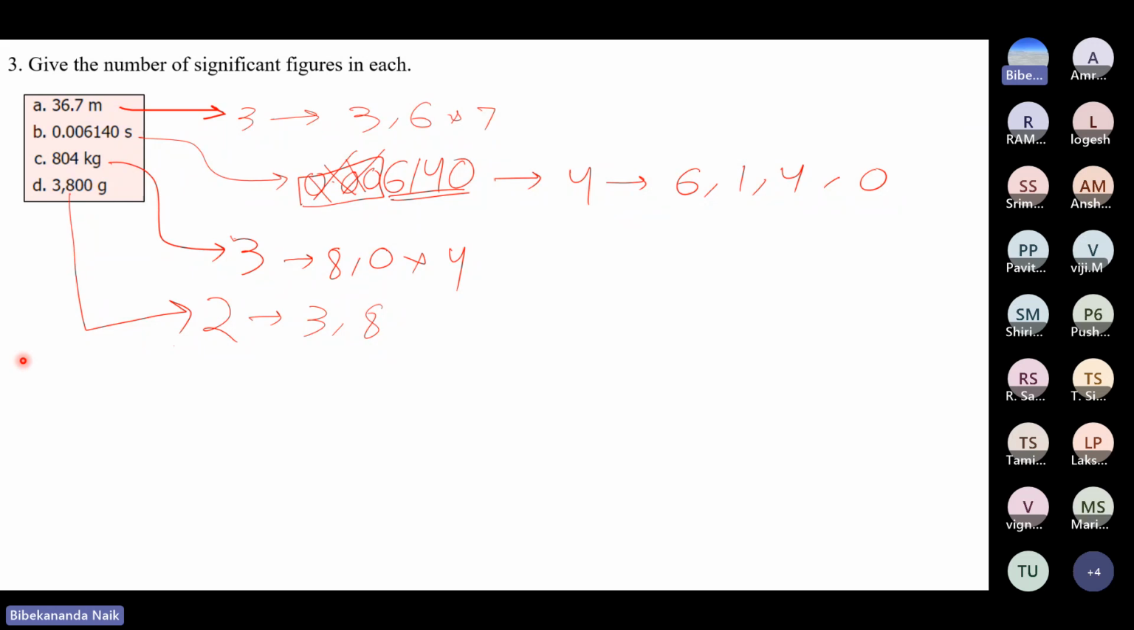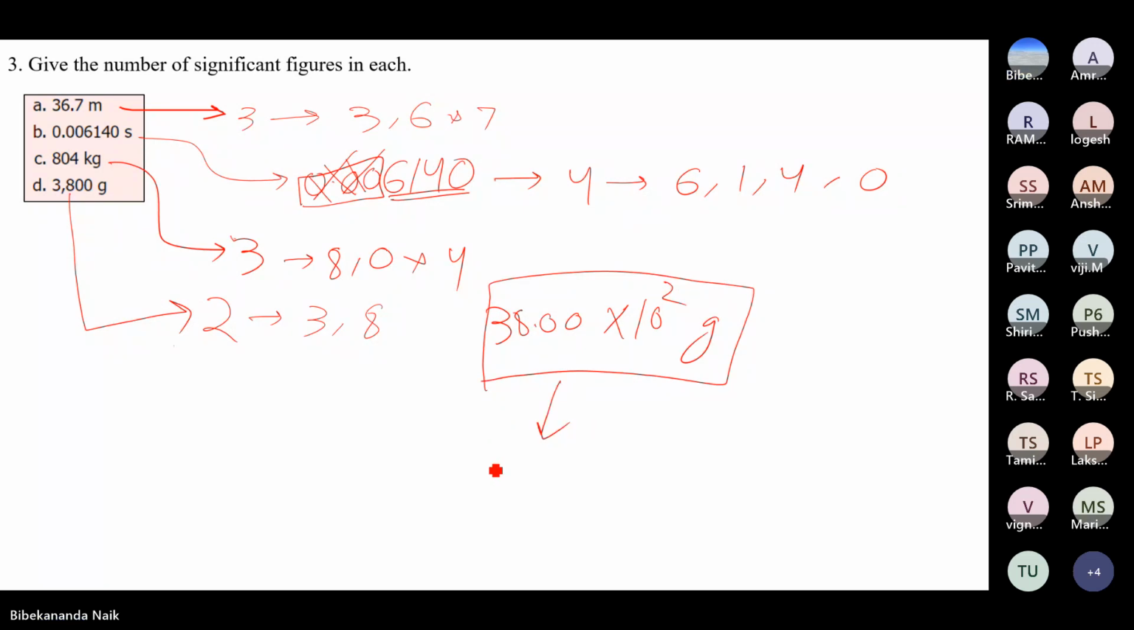But if we are writing it, suppose I write it as 8.00 into 10 to the power 2 gram. So can anyone tell me in this number what will be the number of significant digits and what are they? Anyone?